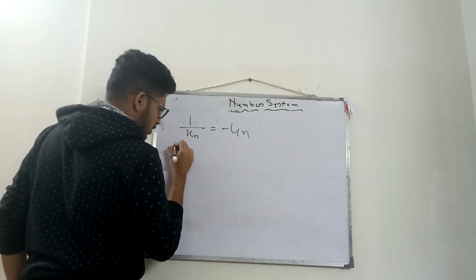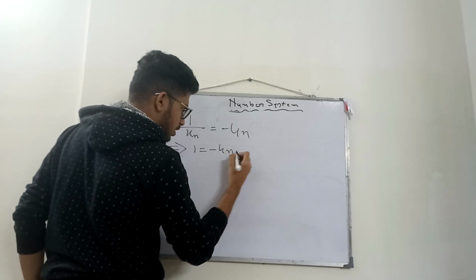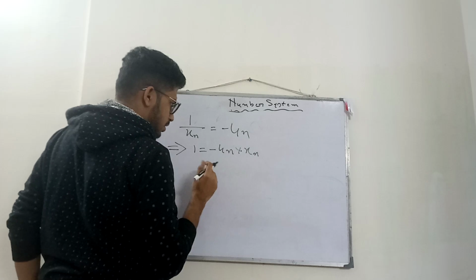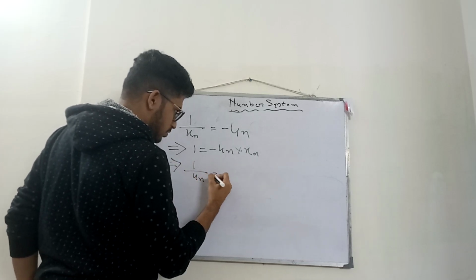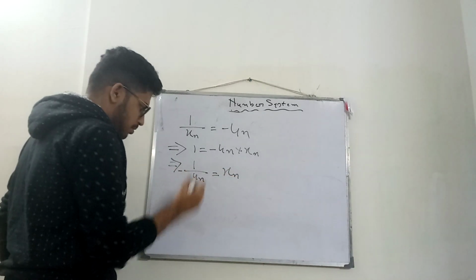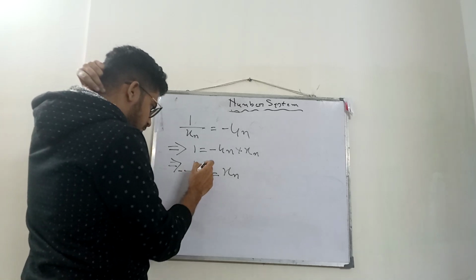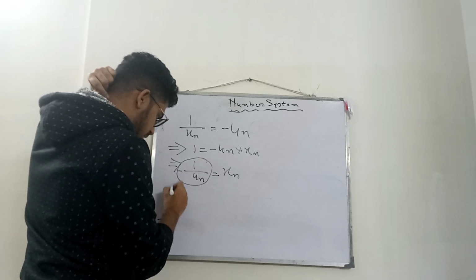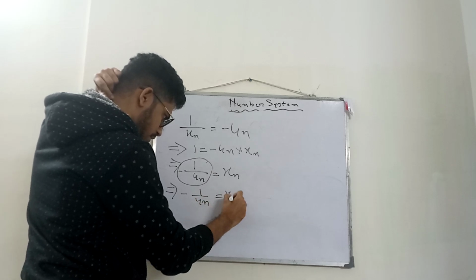Okay, so now 1 is equal to minus 4n into xn. So this becomes minus 1 upon 4n is equal to xn. So we have got this value, that is minus 1 upon 4n is equal to xn.